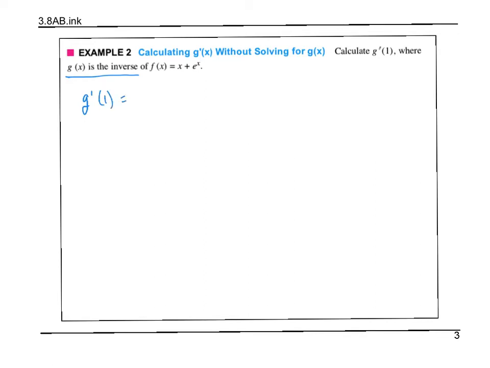So the first thing I always do, I kind of think of these problems as a puzzle, so I always write out what I need. If I want g prime of 1, based on the rule, I know that I need 1 over f prime of g of 1. Okay, so that's what I'm looking for. f of x is given. I'm going to need f prime of x, so I do that as side work. f prime of x is 1 plus e to the x. The next thing I need is g of 1.